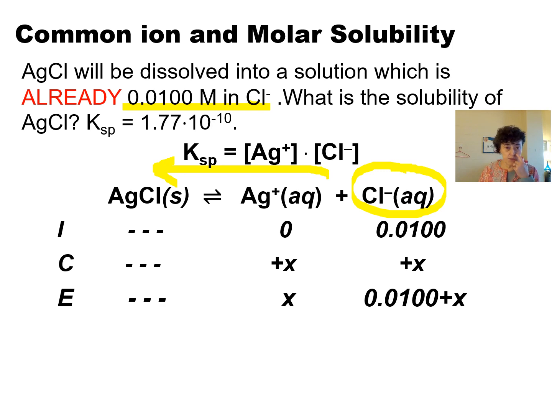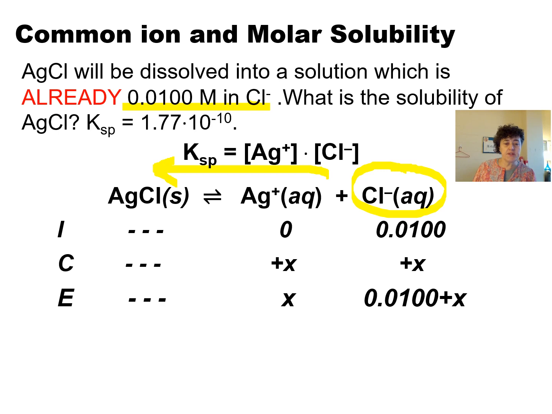So what you need to remember is that the Ksp is a constant, so it's always going to be the same number. The only thing that would change the Ksp would be a change in temperature. So if one of the two concentrations is different, this will alter the concentration of the other ion. If we have a lot of chloride, we will have less silver, and that will mean that we will have a smaller amount of silver chloride solid dissolved, and that's why the solubility is going to be decreased.